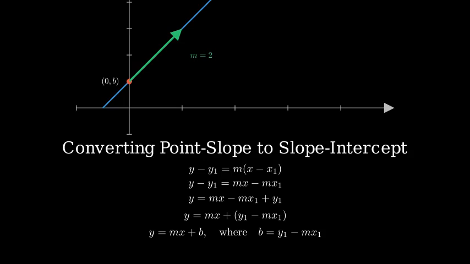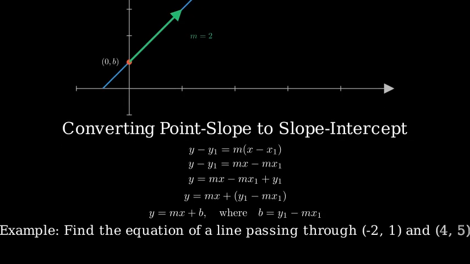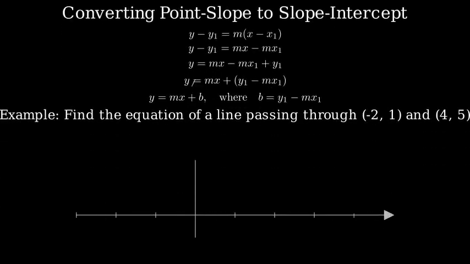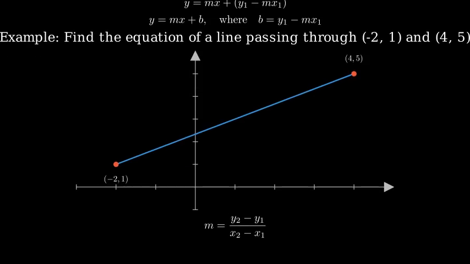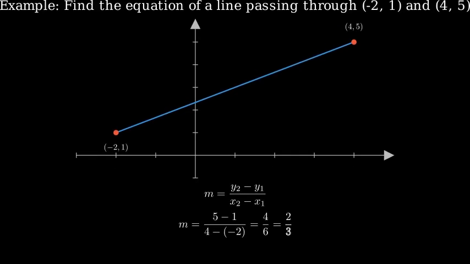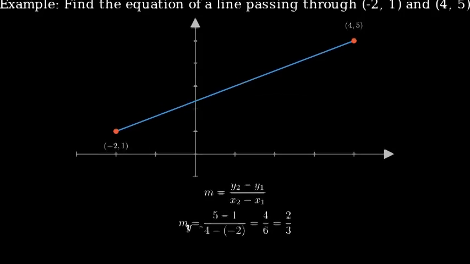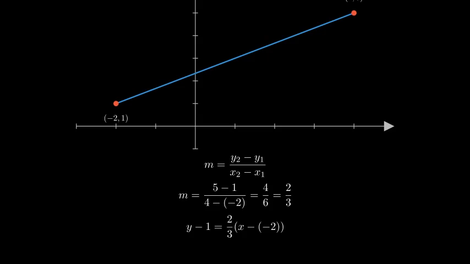Let's do another example. Find the equation of a line passing through the points (-2, 1) and (4, 5). First, we need to find the slope using the formula m equals (y2 minus y1) over (x2 minus x1). Substituting our points, we get m equals (5 minus 1) over (4 minus -2), which equals 4 over 6, or 2/3.